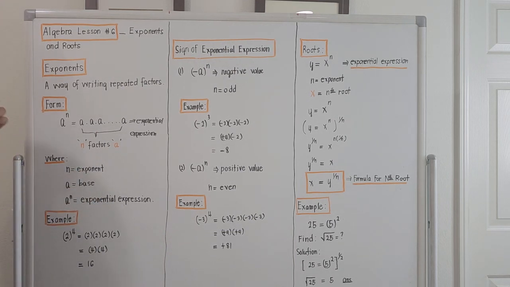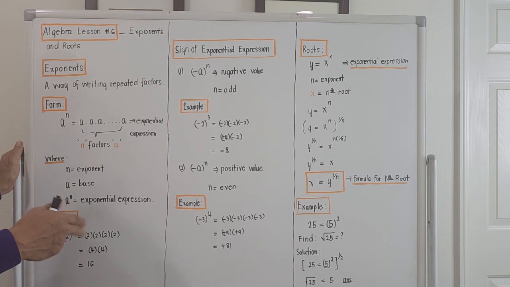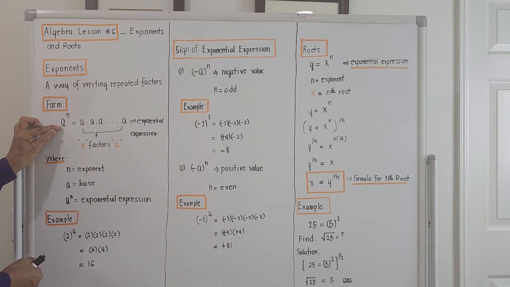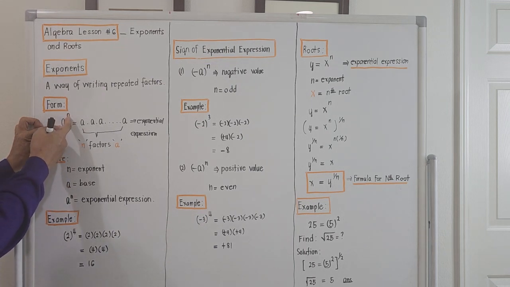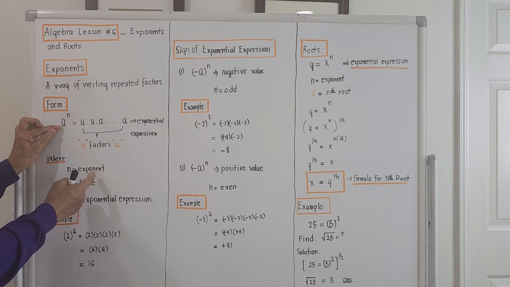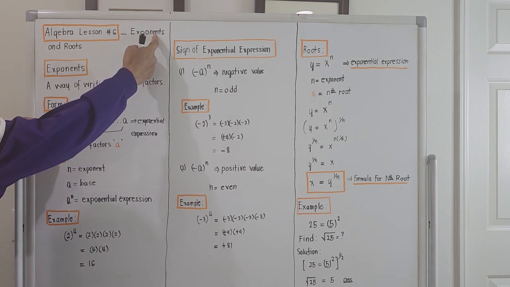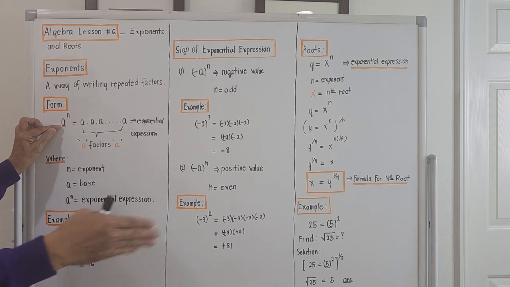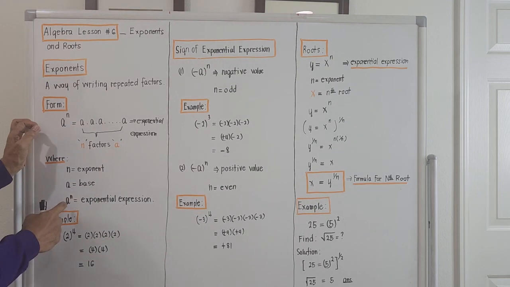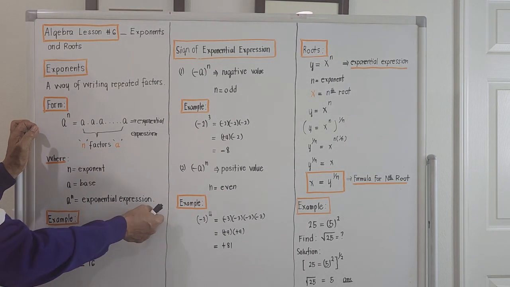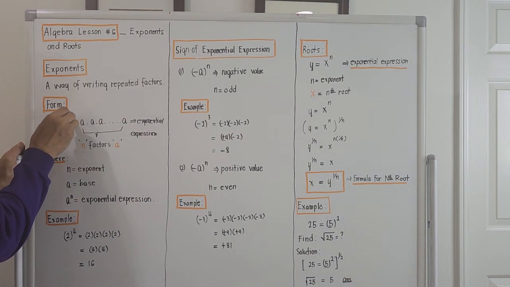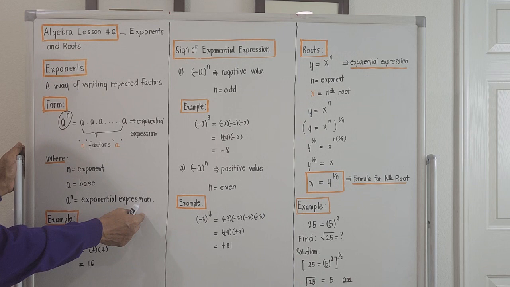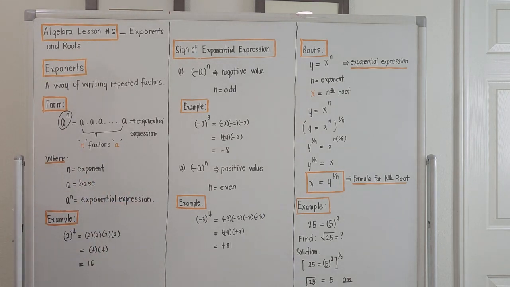So there's a limit on this one: n will not be equal to 0 or n will not be equal to 1. And a will be the base. So we call this one the base, and n will be the exponent. That's why our title is exponent, right? So if you see a number e raised to n, that falls under the exponential expression or exponential equation, where e to the n is actually the exponential expression. We call this one exponential expression or exponential equation.